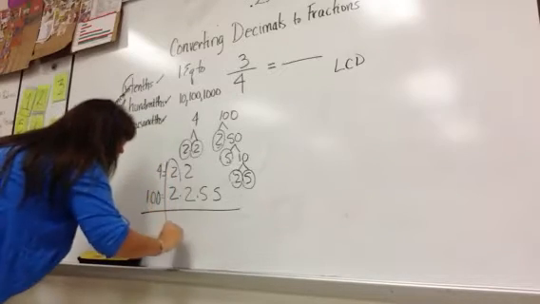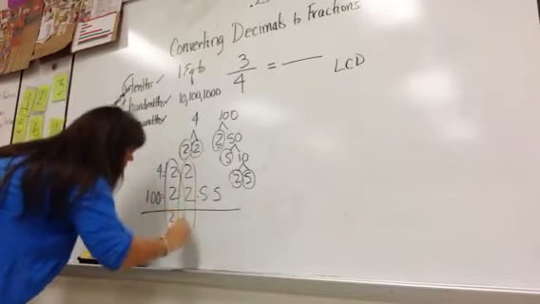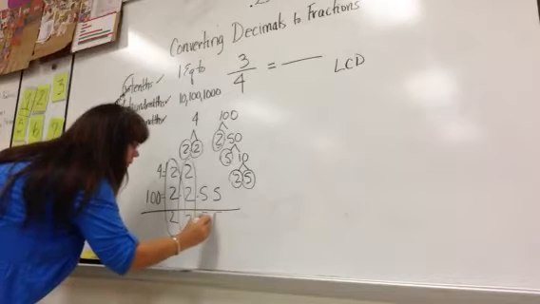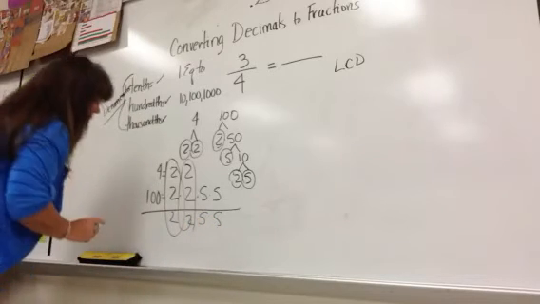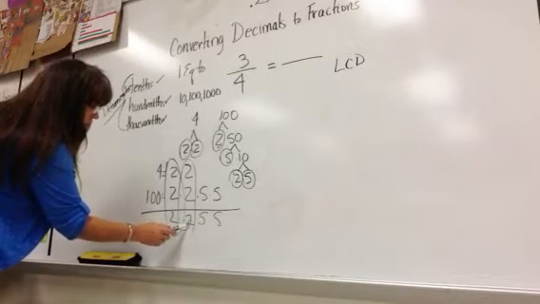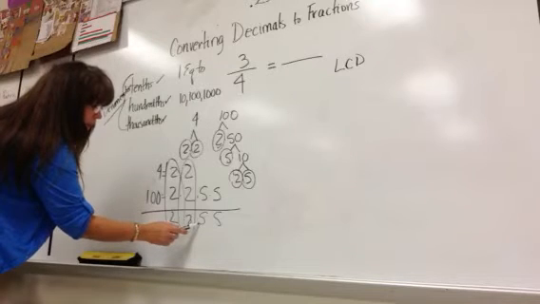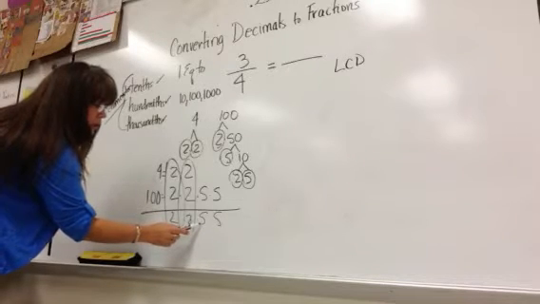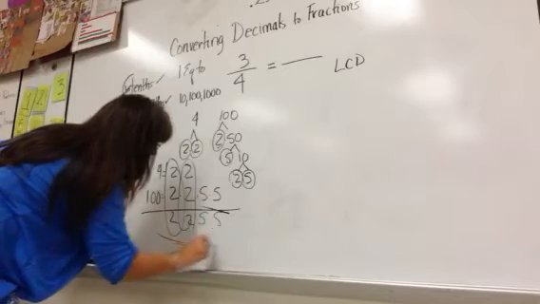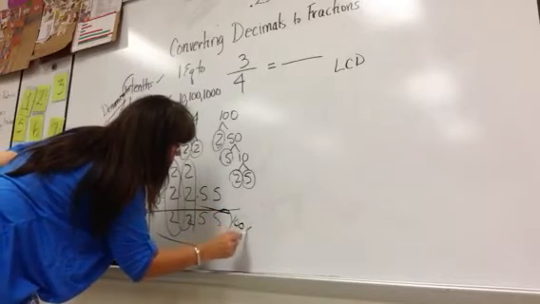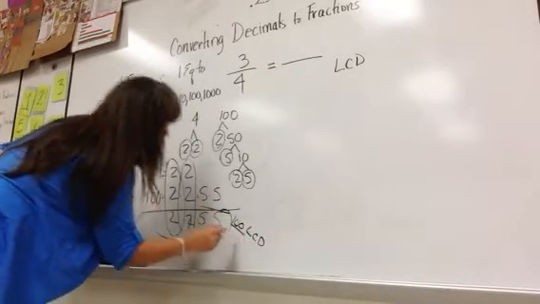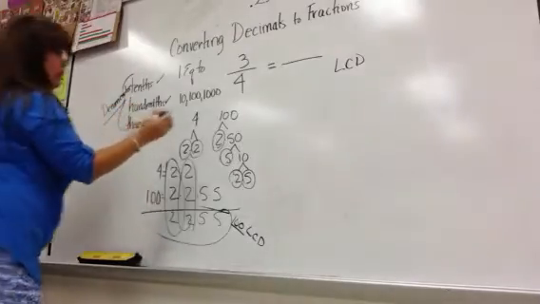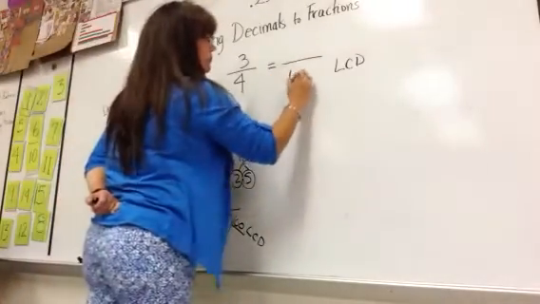And I'm going to bring them down. 2, 2, 5, and 5. Let's see what that equals. 2 times 2 is 4. 4 times 5 is 20. 20 times 10 is 100. Ooh, that's a new LCD that we can use because my denominators have to be 100. So I'm going to make it equivalent to 100.